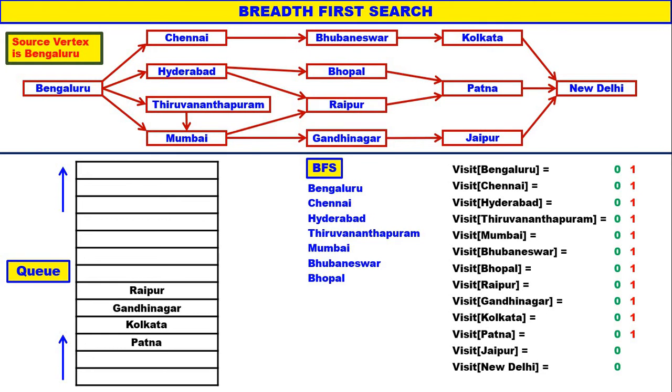Remove the front element of the queue. What is the front element of the queue? Raipur. Remove Raipur, add it to BFS. Again, find out the nodes that are adjacent to Raipur. Adjacent to Raipur, we have only Patna.